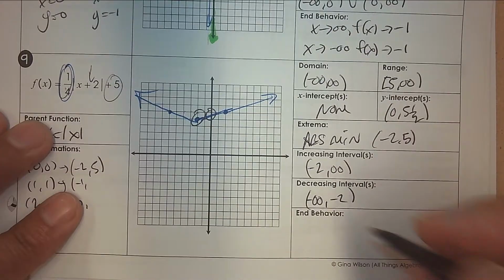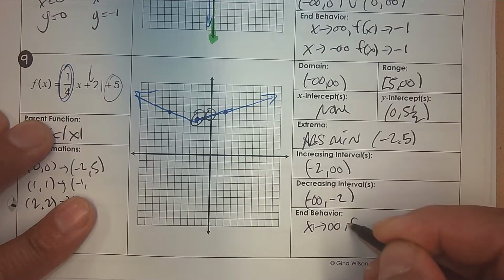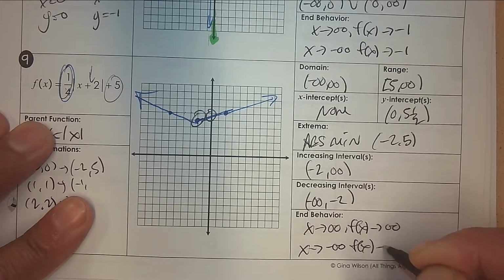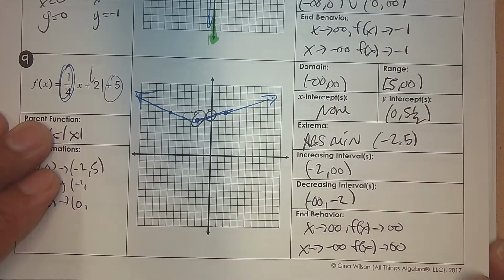What's the end behavior? Well, as x approaches infinity, the function is going to approach infinity. As x approaches -infinity, the function is going to approach also infinity. Left and right ends are going up.